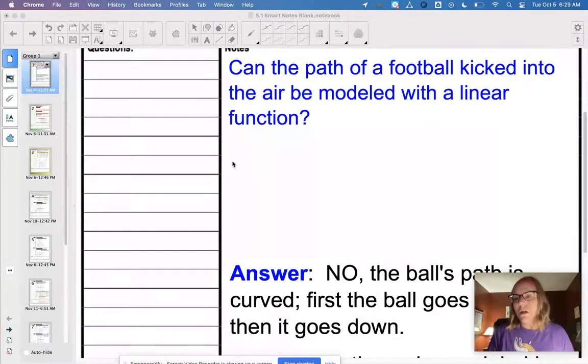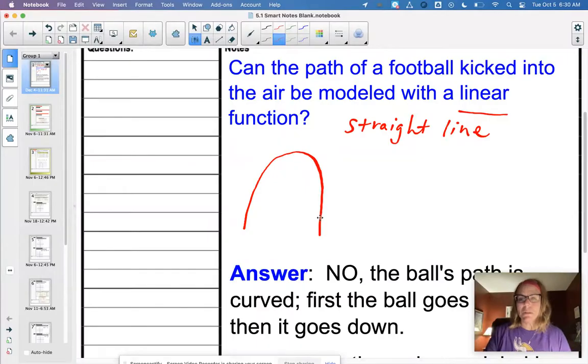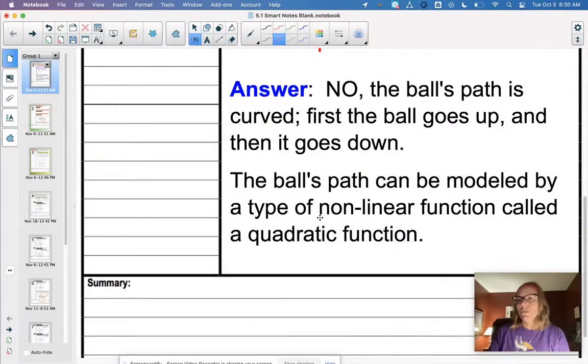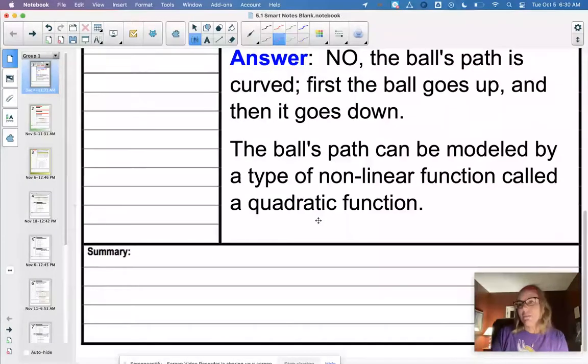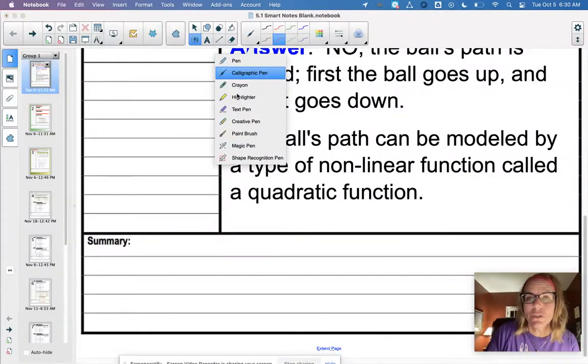Can the path of a football kicked into the air be modeled with a linear function? Linear, recall what linear means. Linear means a straight line. So the answer is no, because if we kick a ball in the air, gravity is going to pull it back down. That's a parabola. So no, the ball's path is curved. First the ball goes up and then it goes down. The ball's path can be modeled by a type of nonlinear function called a quadratic function.